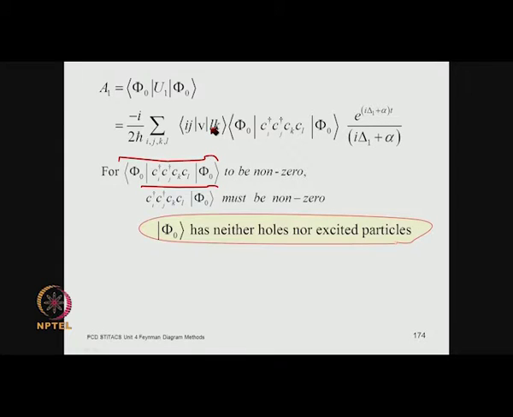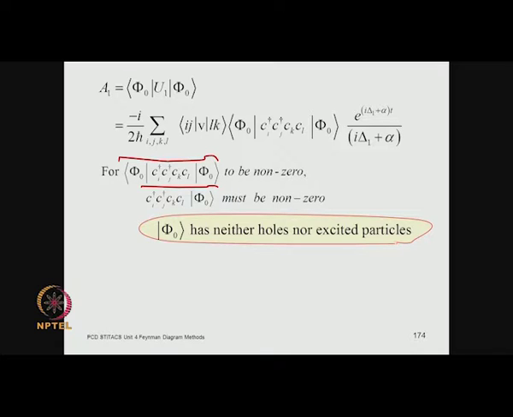Then you can destroy that particle if it is already occupied, and once it is destroyed, you have a vacancy over there, and then you can create an electron over there, but you cannot then create a hole. So, these are just the consequences of the Fermi-Dirac statistics. So, this must be non-zero, which means that you are really dealing with a vacuum state, because it does not have either holes or excited particles. That is why we call it a vacuum, and in this you can only carry out certain operations.